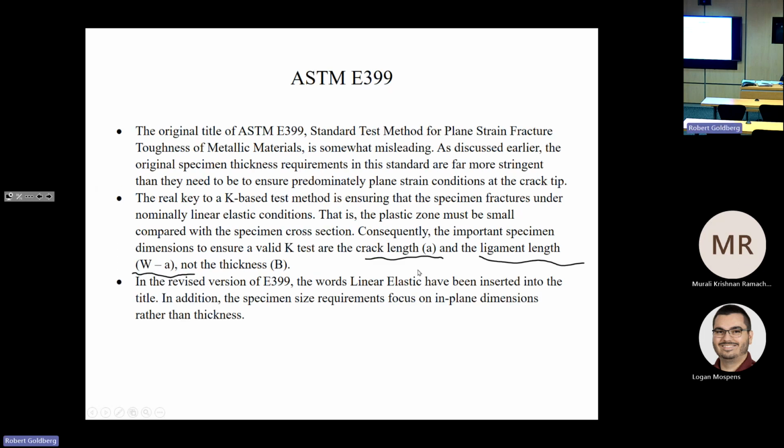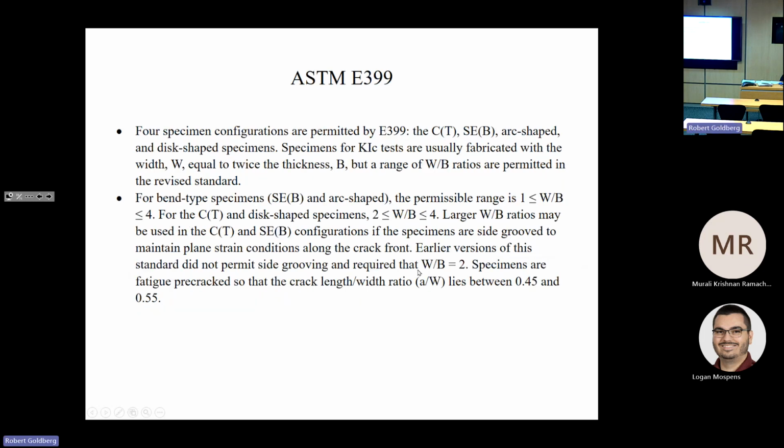So for bend type specimens, the permissible range is for your W over B ratio to be between 1 and 4. And for the compact tension and disc shaped specimens, the width to thickness ratio can be between 2 and 4.